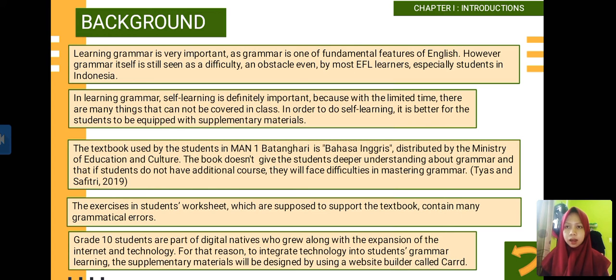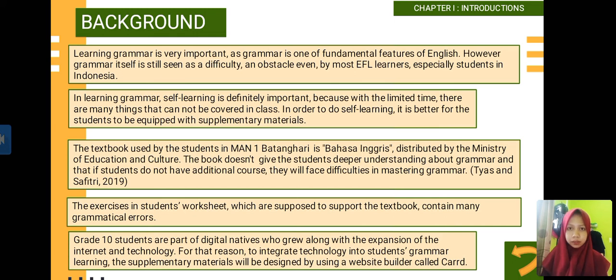In the school where I choose to do my research at, which is MAN 1 Batanghari, the grade 10 students use a textbook entitled Bahasa Inggris. This textbook is distributed by the Ministry of Education and Culture. Out of 15 chapters of this textbook, grammar is part of the language feature in 14 chapters. Grammar is not being taught explicitly, but rather integrated in other skills such as listening, speaking, reading, and writing. However, each chapter is very short, and grammar is only taught at a glimpse.